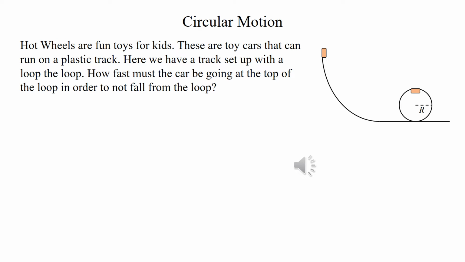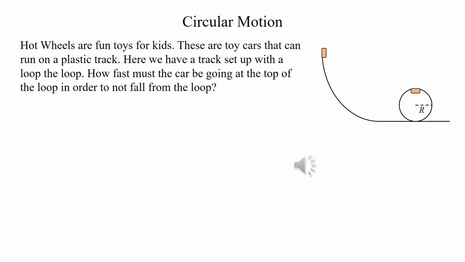All right, now let's look at another example. Hot Wheels are fun toys for kids. These are toy cars that can run on a plastic track. There's no motor or anything in the cars. They just run by pushing on them or by gravity. So here we have a track set up with a loop-the-loop.